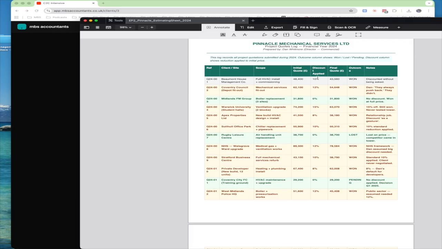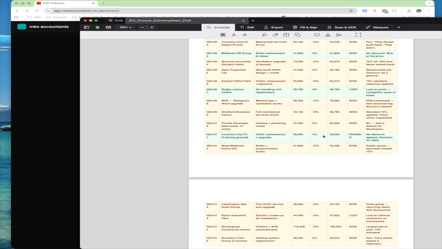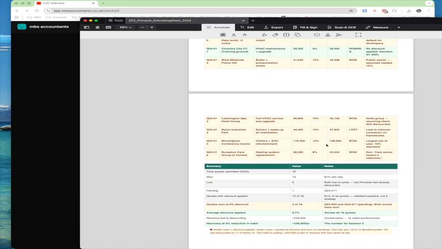This one's a bit concerning at the top because he discounted this without even being asked. And then there's a few others here where they won and they lost. So this one was the other way. They discounted 15% and they lost. But actually they lost based on the frameworks of what they could deliver, not based on pricing.